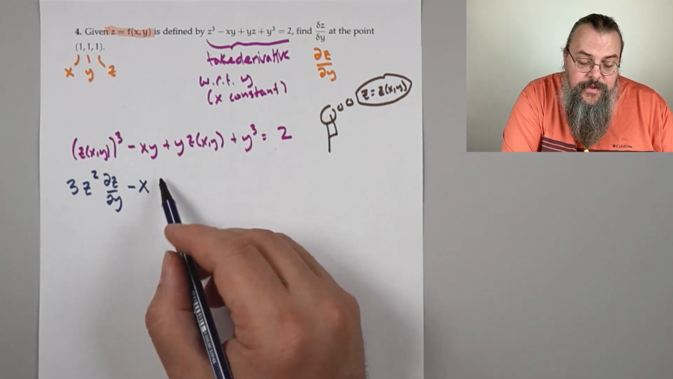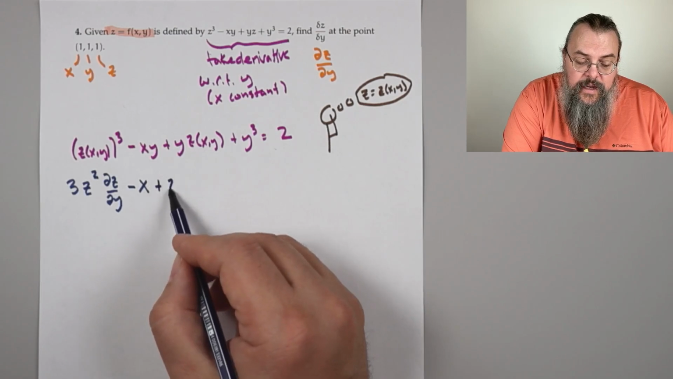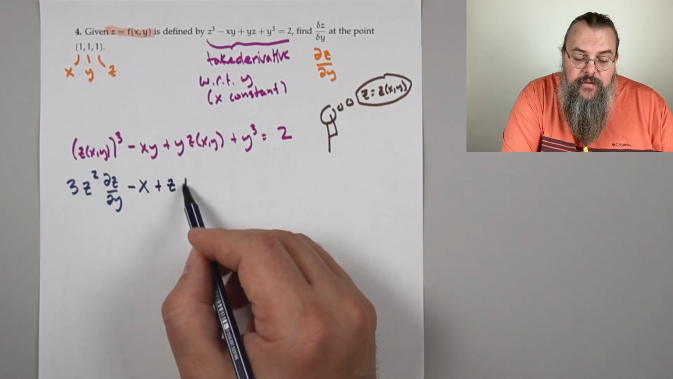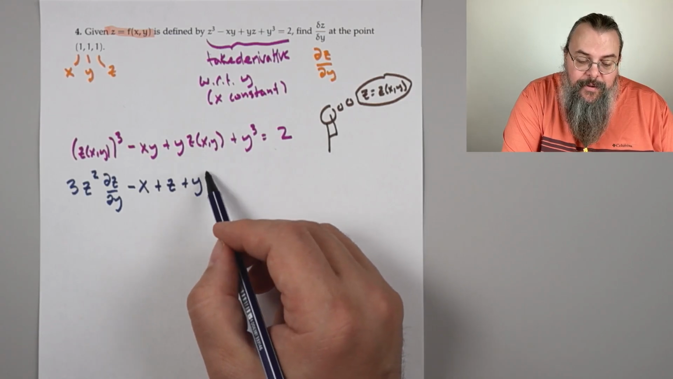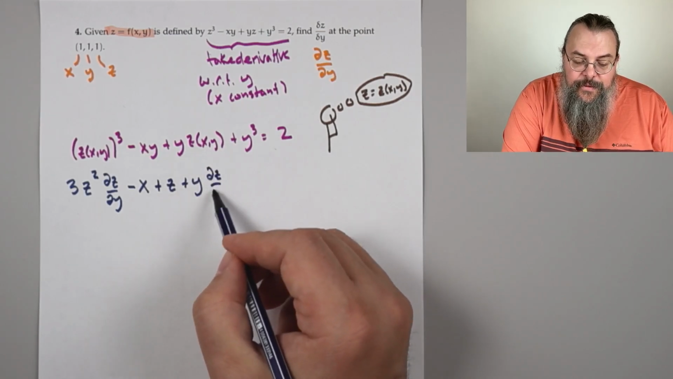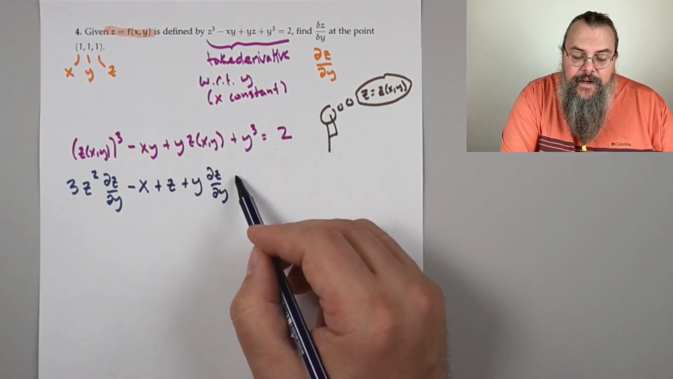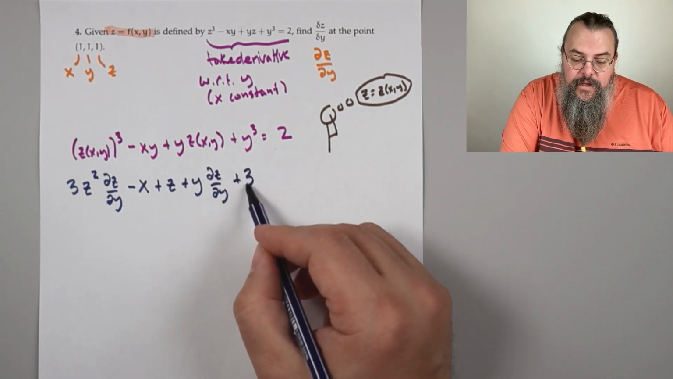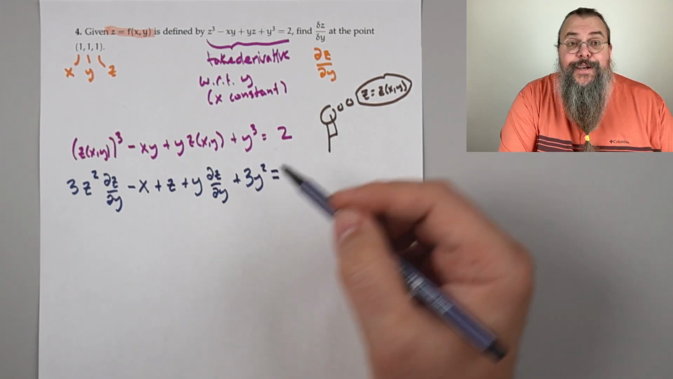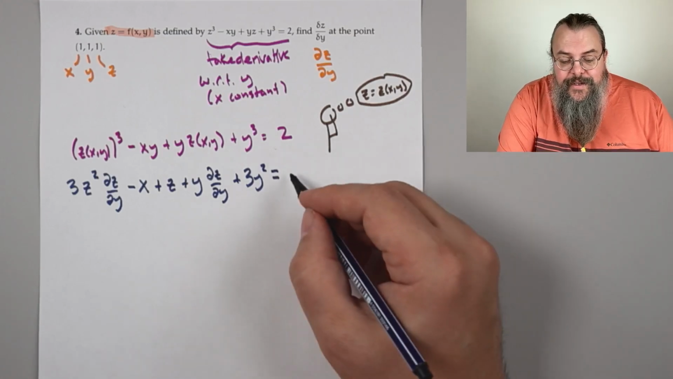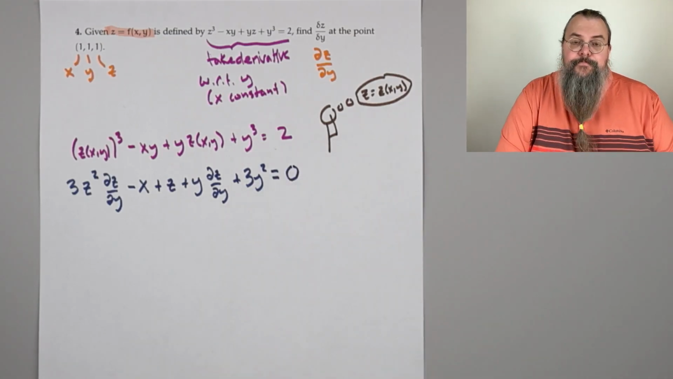So, okay, the derivative of the first would be 1 times the second. That's z. Plus the first, y, times the derivative of the second. And the derivative of z with respect to y is still the derivative of z with respect to y. All right, derivative of y cubed with respect to y, 3y squared. And remember, we said we're taking the derivative of everything, including the other side, equals 0.